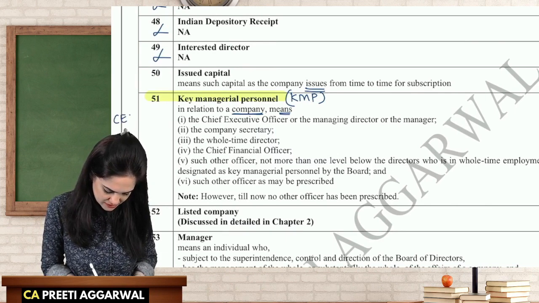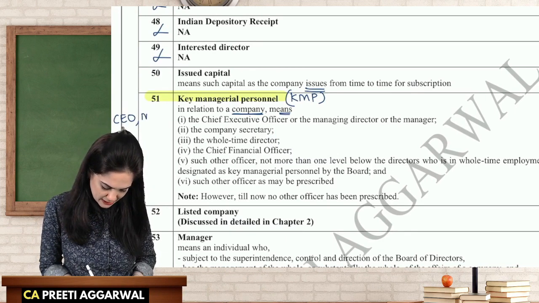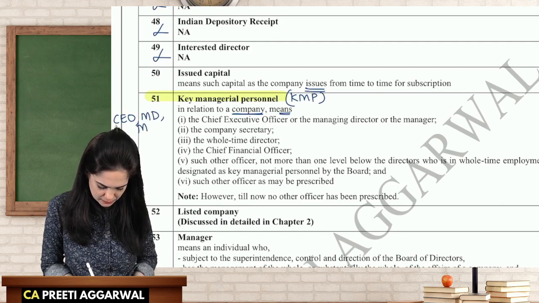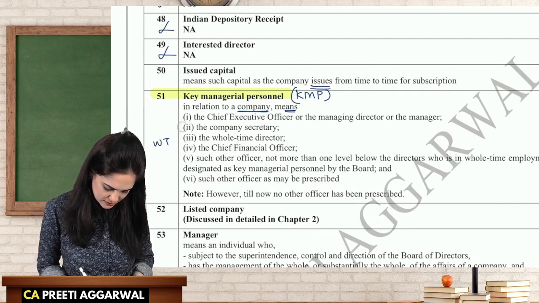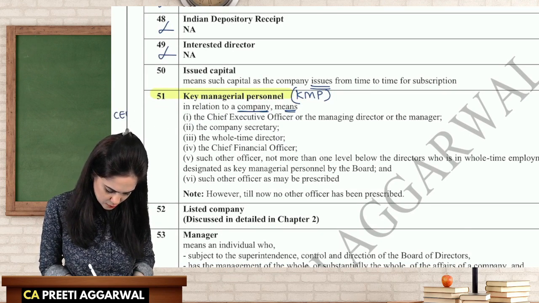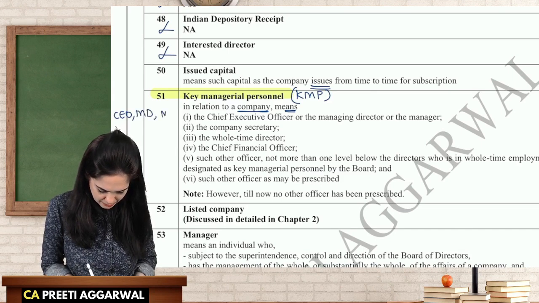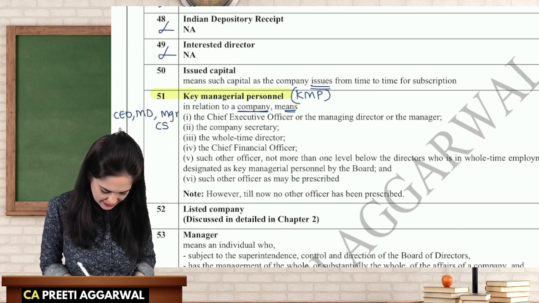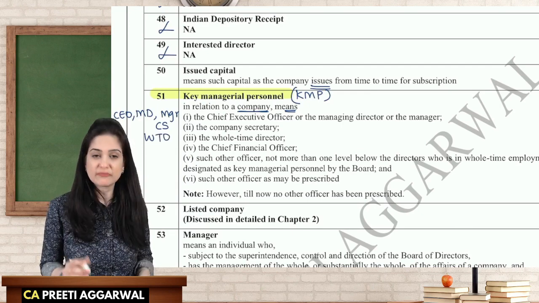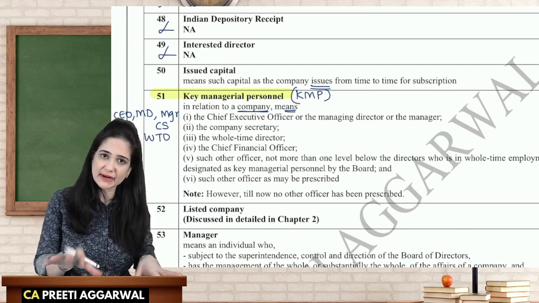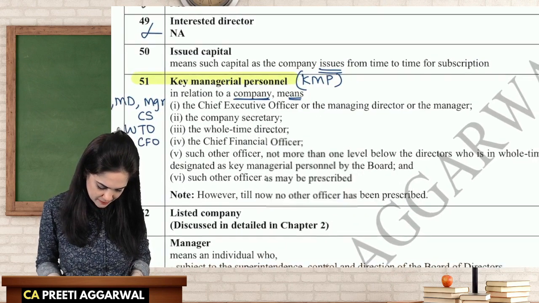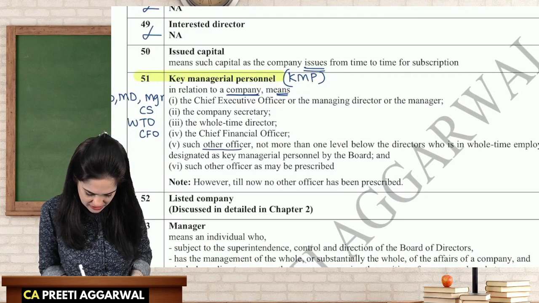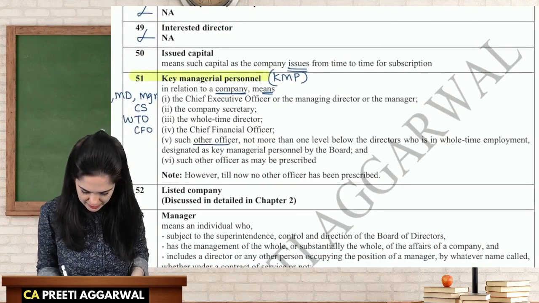Chief Executive Officer, Managing Director, Manager, Company Secretary, whole-time director. I'll write it properly, I'll just reduce the font size. CEO, Managing Director, Manager, Company Secretary, whole-time director, someone who is in whole-time employment of the company. He's a director, but he's in whole-time employment. Chief Financial Officer, someone who is appointed. Any other officer, but not more than one level below the director.